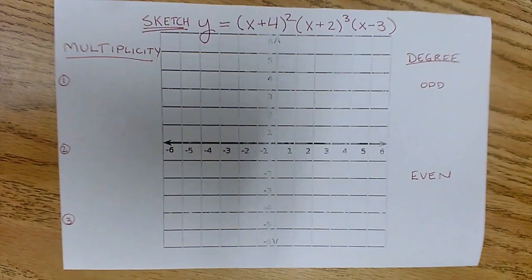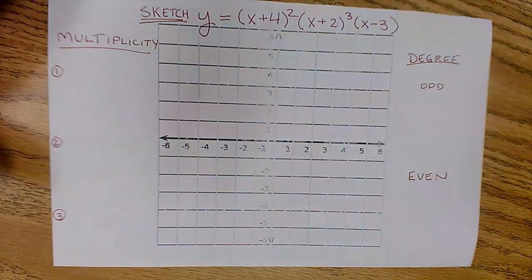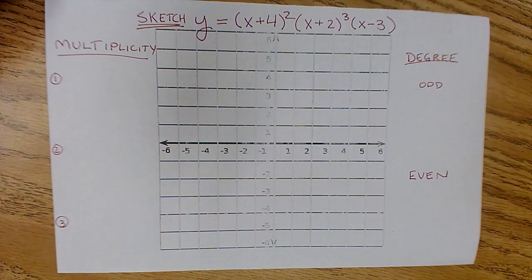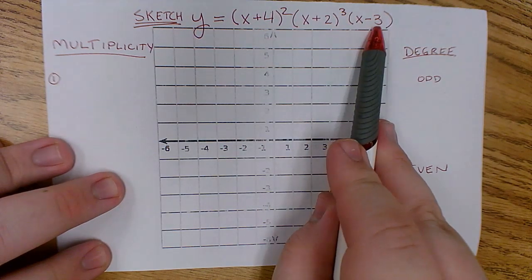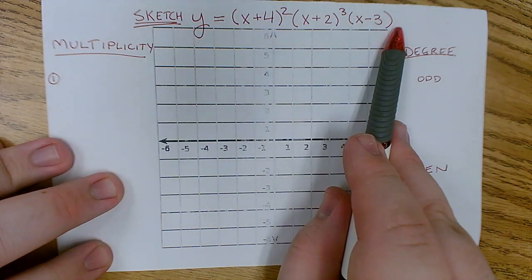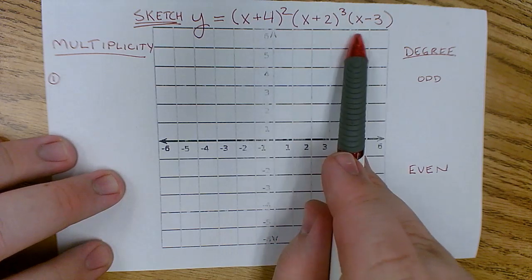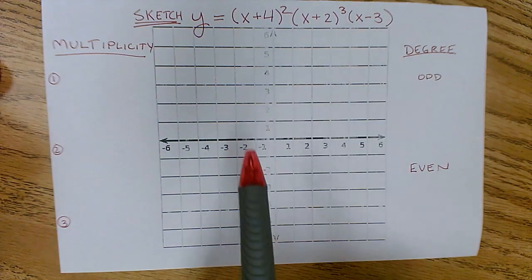This first one is to sketch the graph of x plus 4 squared times x plus 2 cubed times x minus 3. Okay, I want you to notice one thing. This is in factored form. Okay, all of its factors are here. It's not in standard form. Factored form makes it a little bit easier for us to graph this.